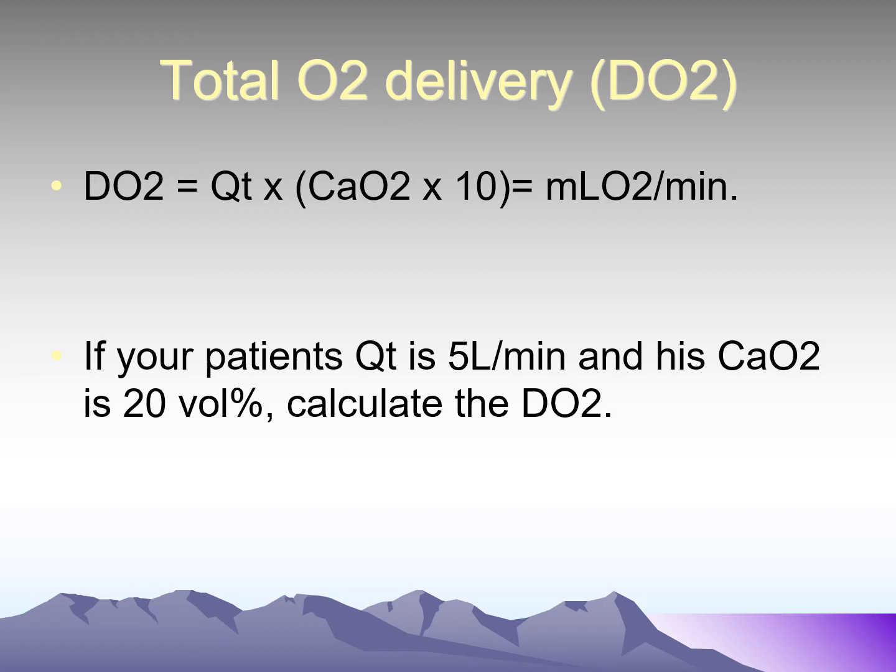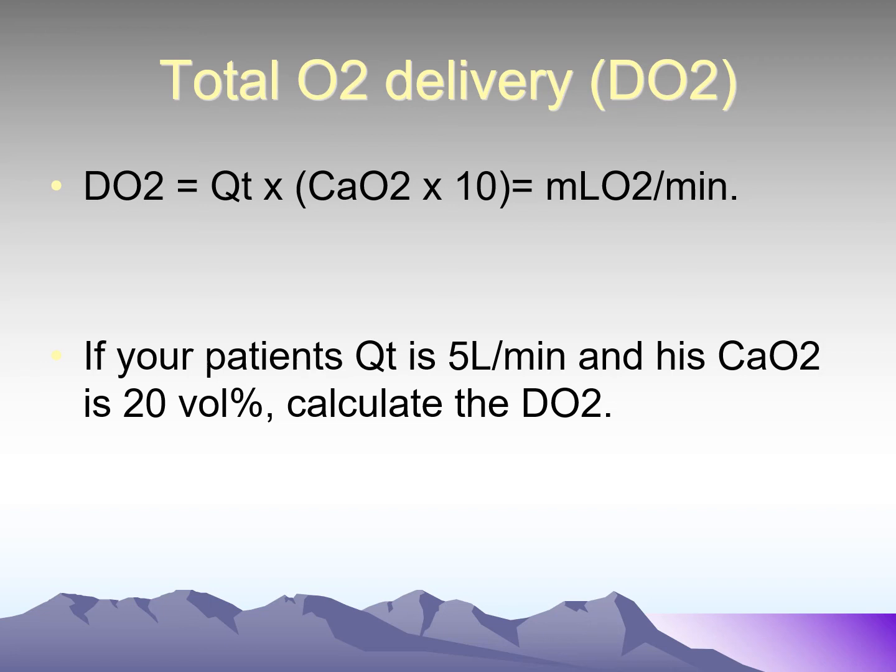So we look at oxygen delivery, and this is one of our equations that we need to remember. So DO2 is equal to QT, meaning cardiac output. Okay, so remember cardiac output is also QT. And then we are looking at what is dissolved in the plasma plus what is bound to the hemoglobin to get our CaO2, so we have to do that calculation. And then we multiply it by 10 because that is what converts it to milliliters.